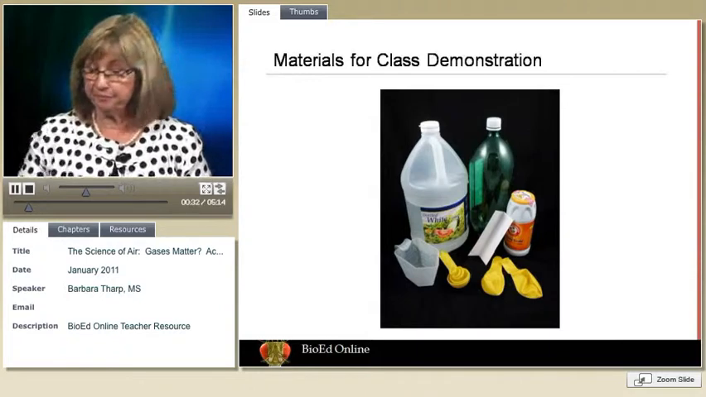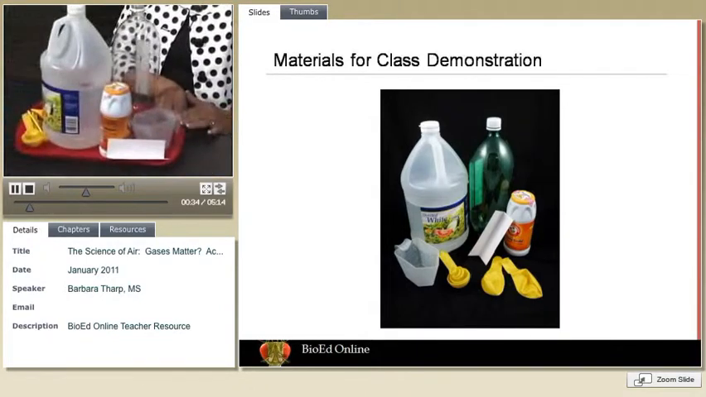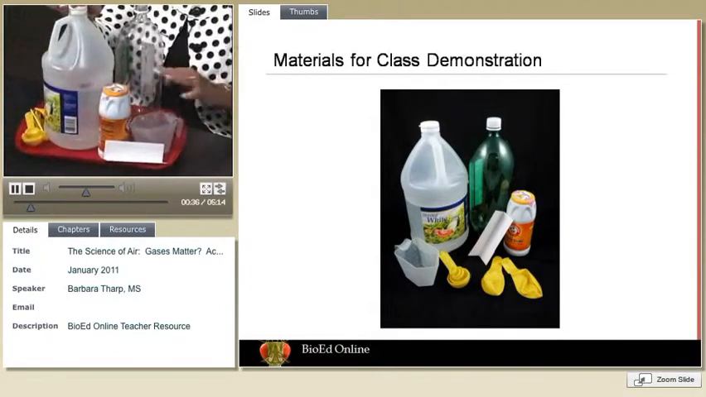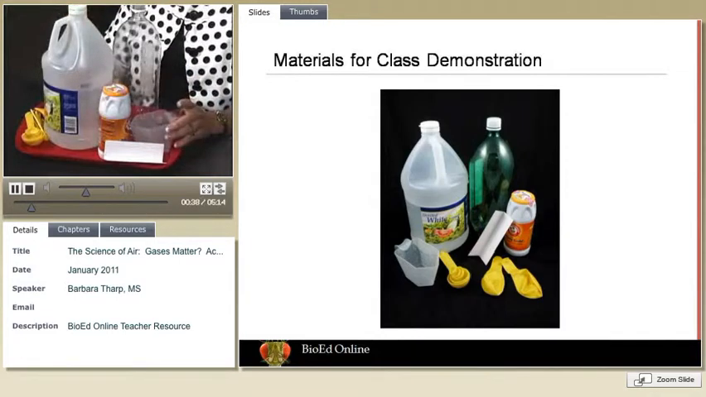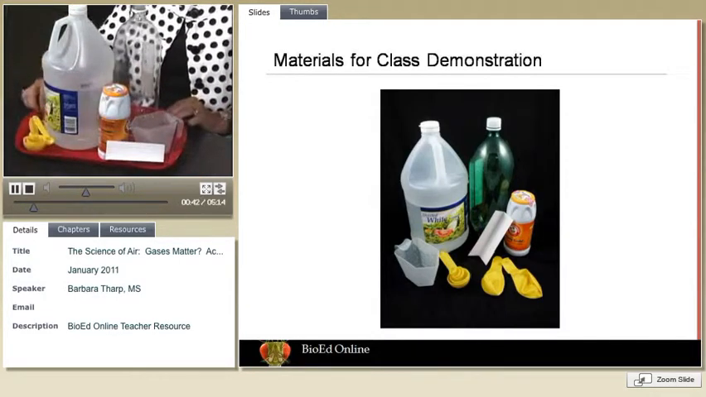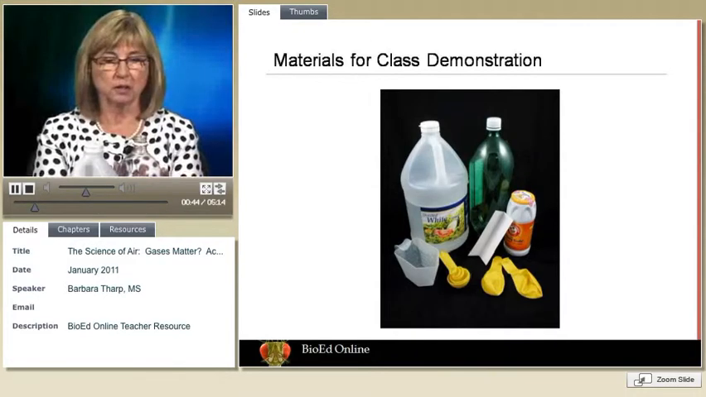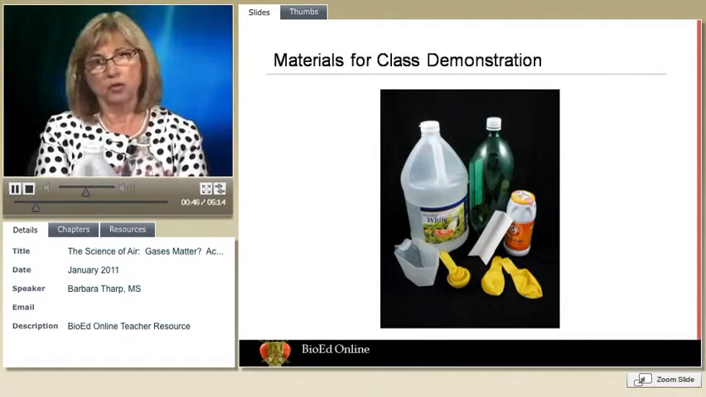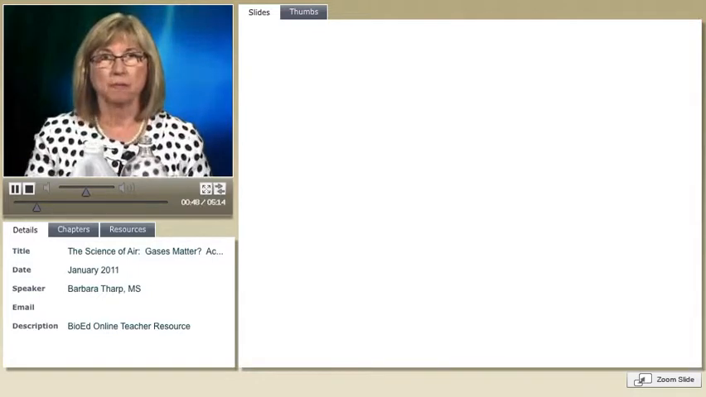Here's what you're going to need. Vinegar, baking soda, a measuring cup, a note card, measuring spoons, and balloons, as well as a 2-liter bottle, although it could be smaller, an empty bottle.